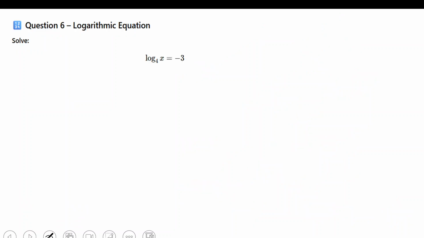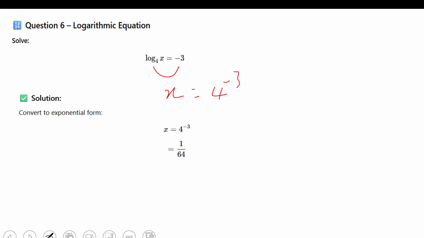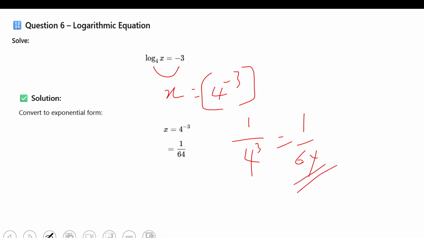So move on to the next question. We have log x to base 4 is equal to minus 3. Again, we convert to the exponential form. So 4 to the power minus 3, when the 4 goes up to join this, so I have x is equal to 4 to the power minus 3. That's the rule of logarithm. At this point, x can be expressed by simplifying as 1 over 4 to the power 3, and 4 to the power 3 is 64. So x is 1 over 64. That's the answer.